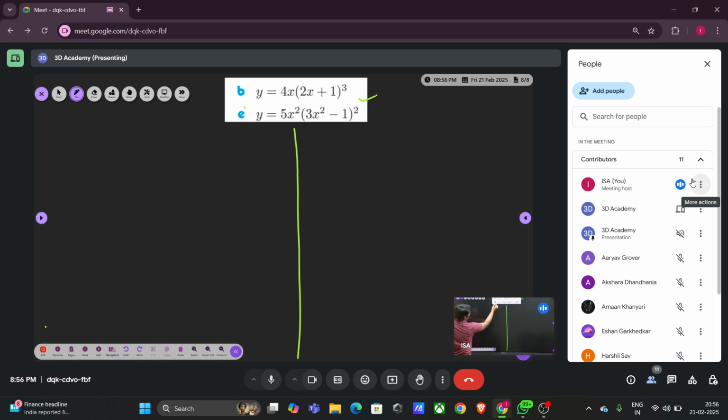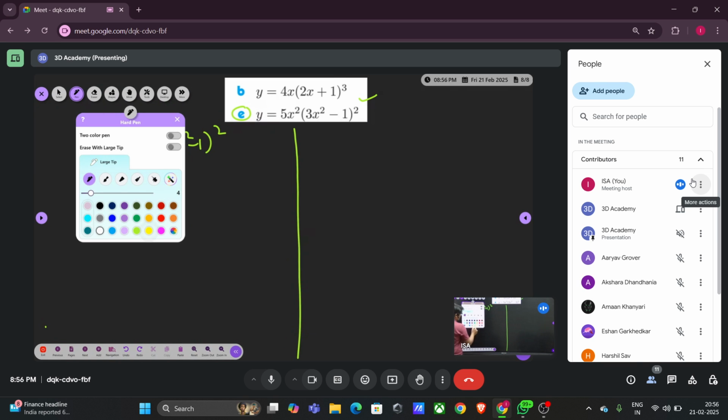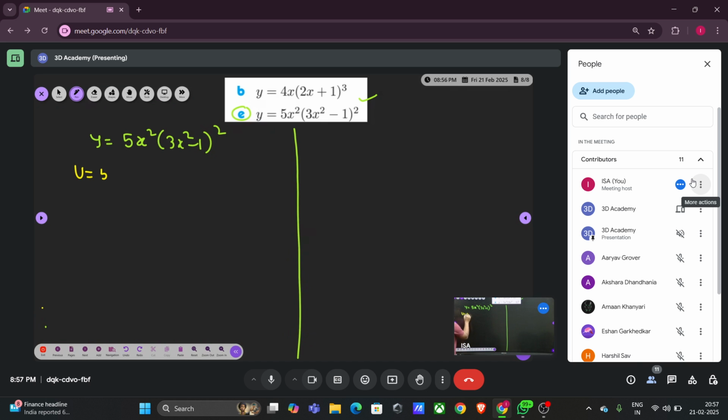Okay, so I am solving the first example. Y is equal to 5x square bracket 3x square minus 1 whole square. My only condition is you will follow the steps that I'm writing here as it is. So my u is 5x square, u dash will be 10x. My v is 3x square minus 1 square.